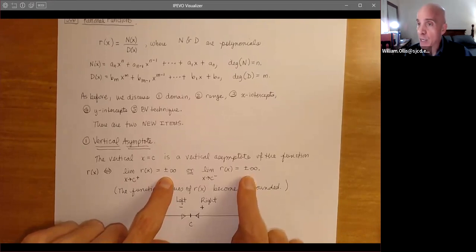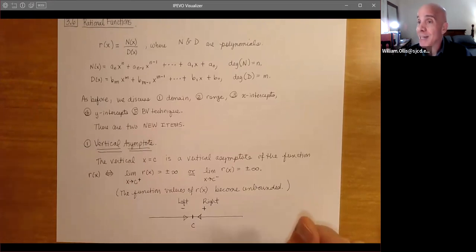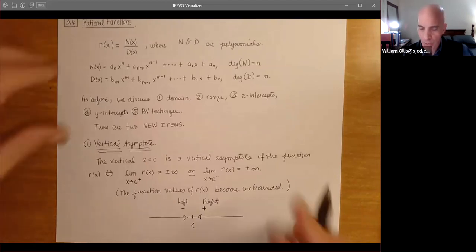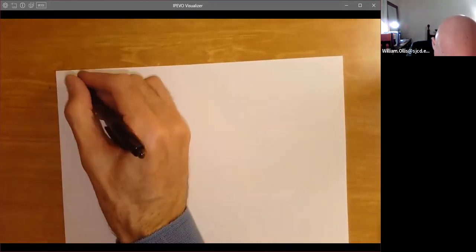And I've got plus or minus here because that's going to depend on the function and the BV technique. Basically, doing a sign test. The sign test will say, well, we affix a plus to the infinity or a negative. So that we already know how to do, but now we need to figure out, how do we figure out these vertical asymptotes? So let's talk about that. So when you say that the vertical line x equals c is a vertical asymptote, how do we come up with the c? And it's actually pretty simple.